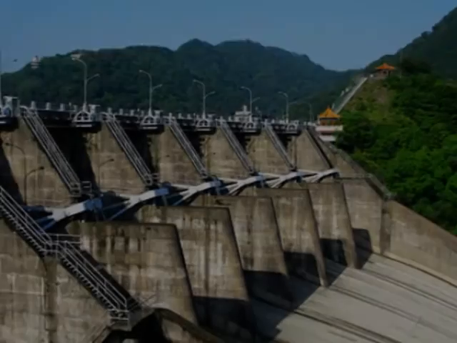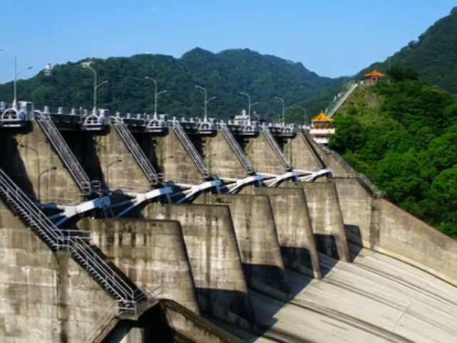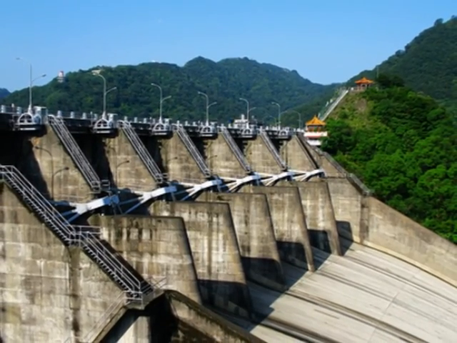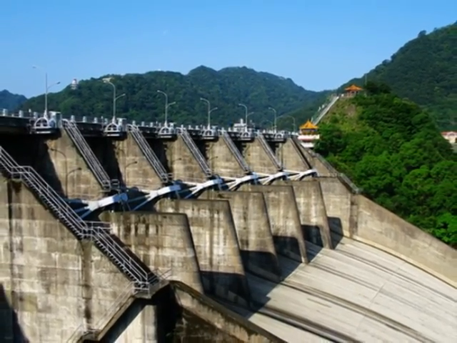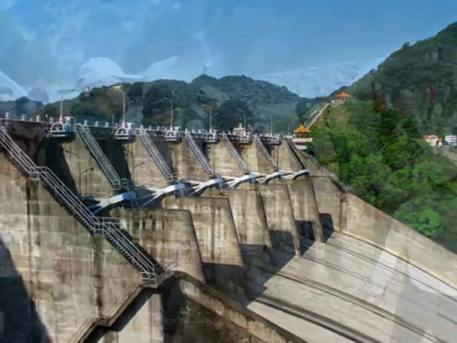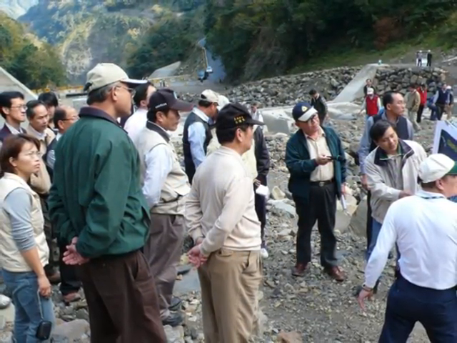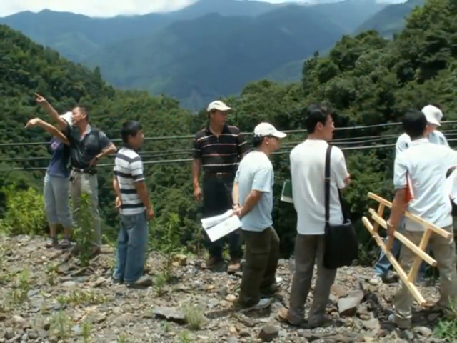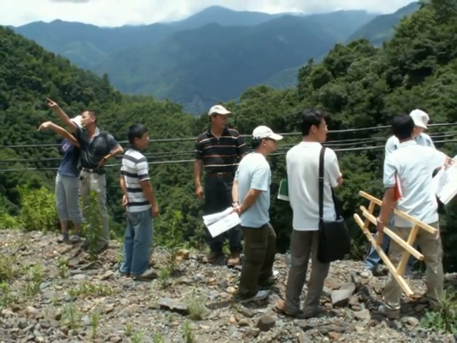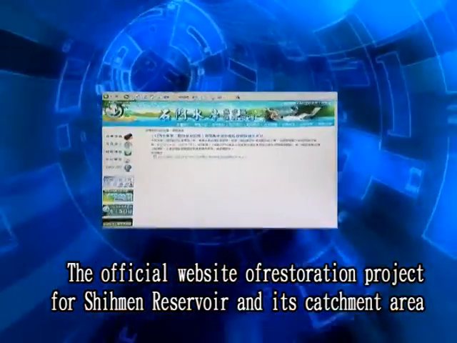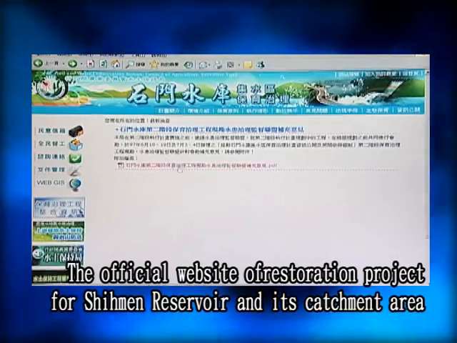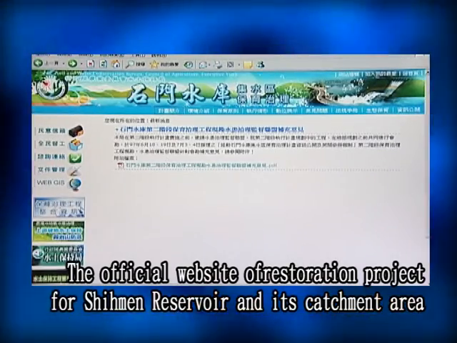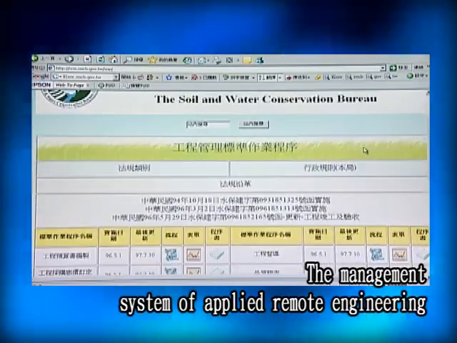The restoration project of Shimen Reservoir's catchment area has shown many results since its start in 2006. The Soil and Water Conservation Bureau also established a number of accesses to disclosed information so as to encourage the participation by the general public and provide a basis for multiple application and discussion, government's policy making, academic research, and educational campaign, for example. The official website of Restoration Project for Shimen Reservoir and its catchment area. Image of the website's homepage.